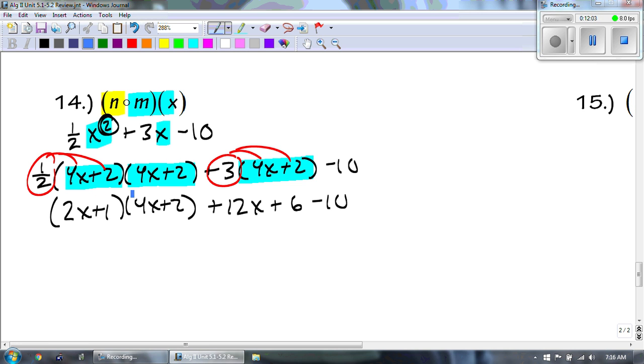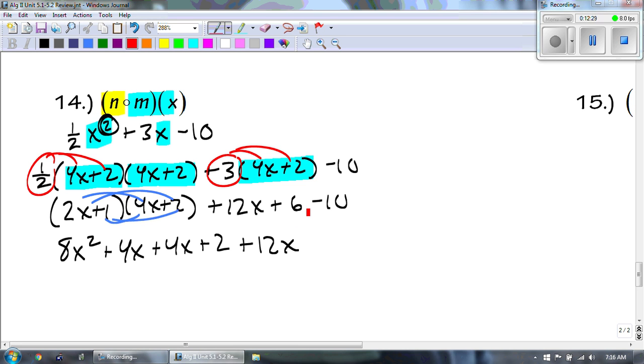Okay, now with my binomial, I'm going to start multiplying all this. 2x times 4x gives me 8x squared. 2x times 2 is 4x. I'm saying the answers. 1 times 4 is 4x. 1 times 2 is 2 plus 12x. And I've got like terms right here, so I'm just going to combine them. 6 minus 10 is negative 4. Okay?